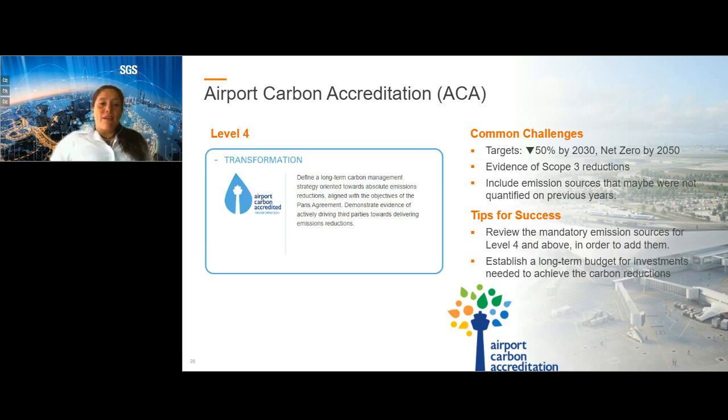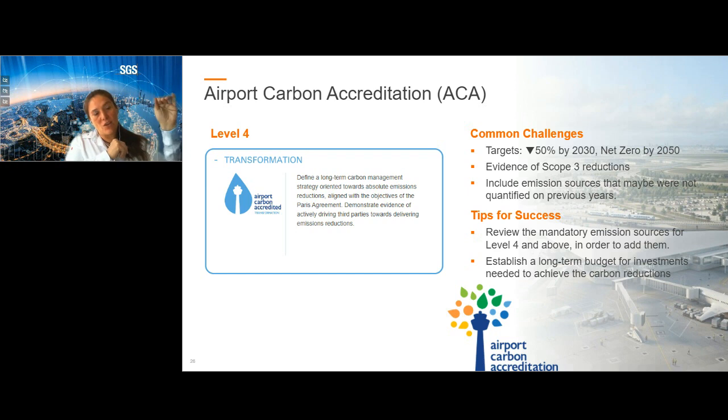So level 4. Level 4 is new, since more or less 1-2 years ago, that's when the level 4 certification started. So here it is transformation, and the target is to reduce 50% by 2030 and net zero by 2050, more or less. So you have to define what will be your scenario. If you are going to align to 2 degrees, because the United Nations and the IPCC, with the Paris Agreement, have, let's say, 2 options: the scenario of 2 degrees and the scenario of 1.5.